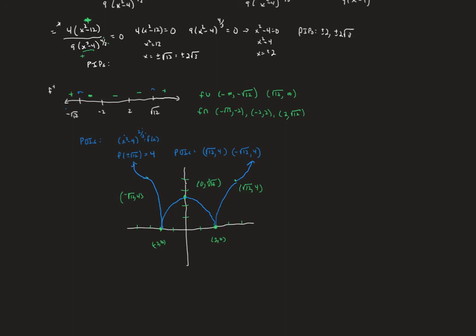Notice our function was x squared minus 4 to the 2/3 power. And we know that an even over odd is going to be a cusp. And so what we're seeing is there are actually two cusps in this graph. Both of those are cusps.